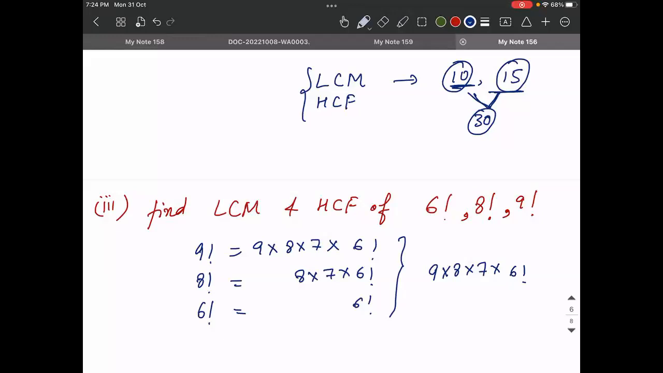How do you find HCF? What is the HCF of 15 and 10? Why is it 10? It is 5, right?